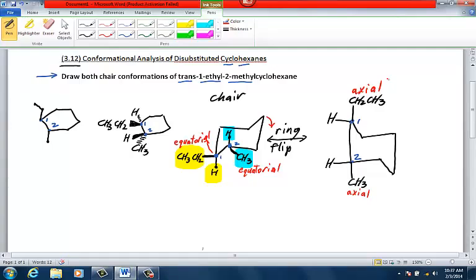So finally, another thing that is often asked about these kinds of chairs is which one is more stable. You might remember that larger groups are better at equatorial positions because they're sticking out away from the ring. So in terms of which one is more stable, here the ethyl and the methyl are both equatorial. That's a little more stable. So that gives me our answer.